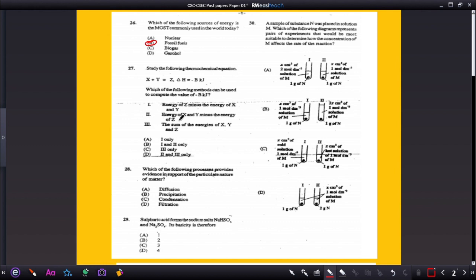So which one? Energy of Z minus the energy of X and Y. Energy of X and Y minus the energy of Z. No, the sum of energies of X and Y. No, so the answer is A. So it's I only.